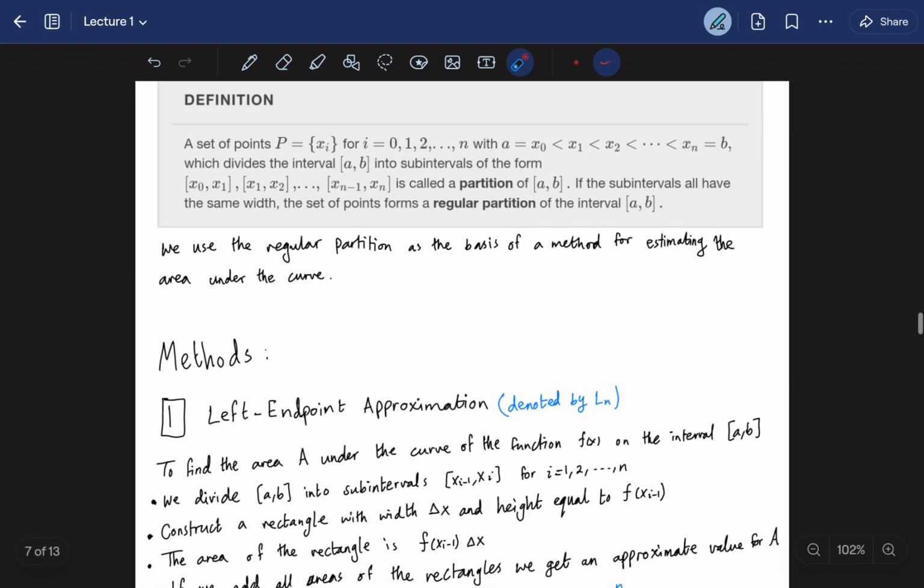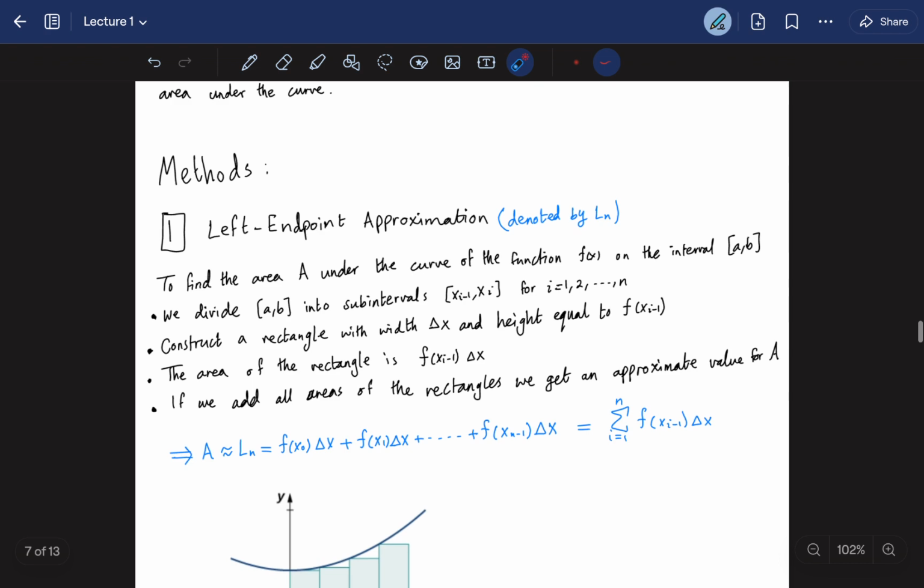Okay, so we have two main methods to do that. We have the left endpoint approximation and we have the right endpoint approximation. To find the area A under the curve f on the interval, we're going to divide our interval into subintervals like we did before. Then we're going to construct a rectangle with width delta x and height equal to f of x sub i minus 1.